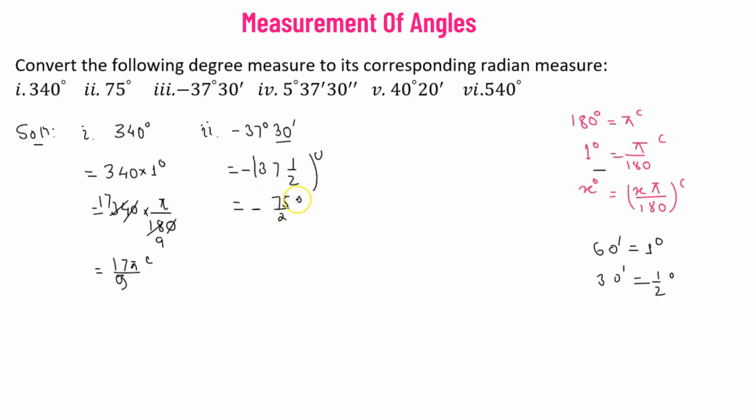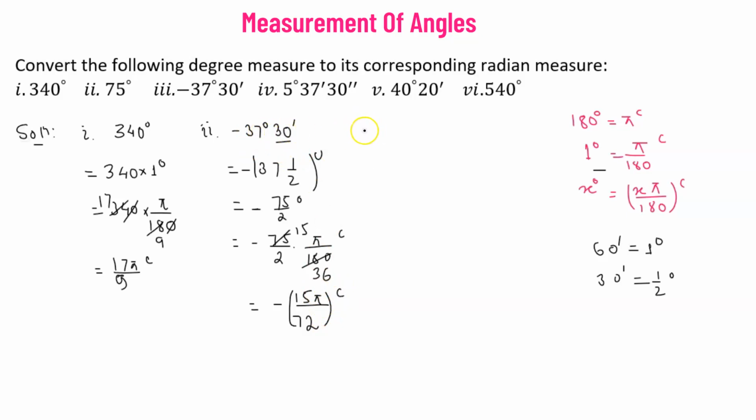Now that we have our degree measure, which is negative 75 over 2 degrees, we are going to convert it to radians. All we have to do is take 75 over 2 and multiply it with pi over 180 radians. Let's do that. We have 5 times 3 is 15. Then 5 times 36 is 180, and 15 times 5 is 75. This is finally going to give us negative 15 pi over 36 times 2, so that's 72. So negative 15 pi over 72 radians. This is the equivalent radian measure of negative 37 degrees and 30 minutes.